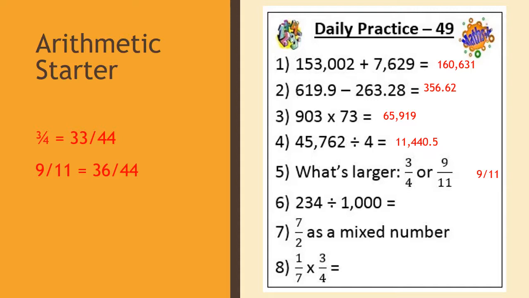For number 6, we've got 234 divided by 1,000, which gives us 0.234. So we had to make sure we move our number 3 places to the right. So we end up with a decimal number.